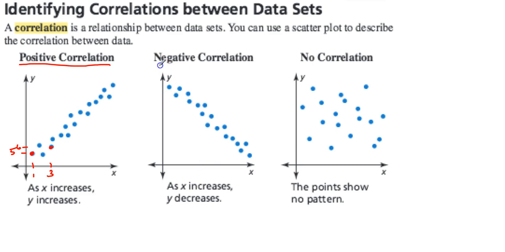The second one here is a negative correlation. So as the x value increases, the y value decreases. This could be any kind of example. Years ago, we used to use the libraries very often for everything. Now you guys have the internet. So as years increase, the time spent in a library tends to decrease.